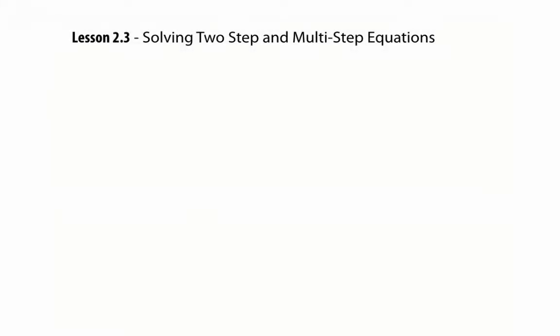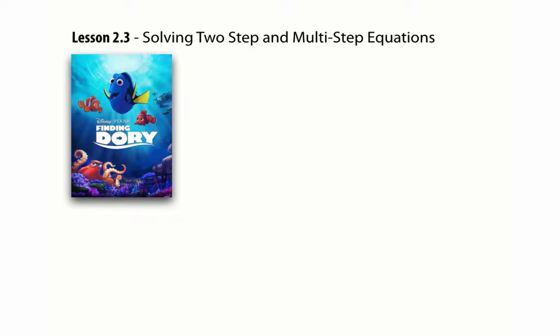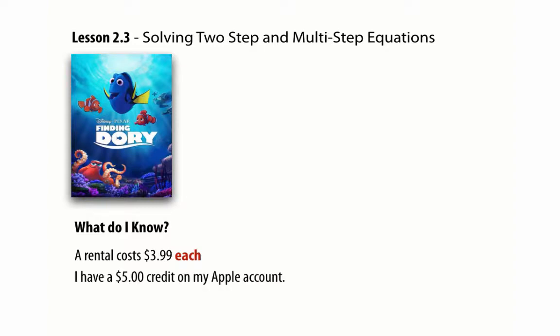So here's lesson 2.3, solving two-step and multi-step equations. We're talking about whether I should rent Finding Dory or am I going to watch it enough that validates purchasing it. So first, let's talk about what I know. Well, I know that a rental costs $3.99 each, and I've bolded that word each for a very specific reason. I currently have a $5 credit on my Apple account. And to purchase the film, it will cost $19.99, not counting tax.